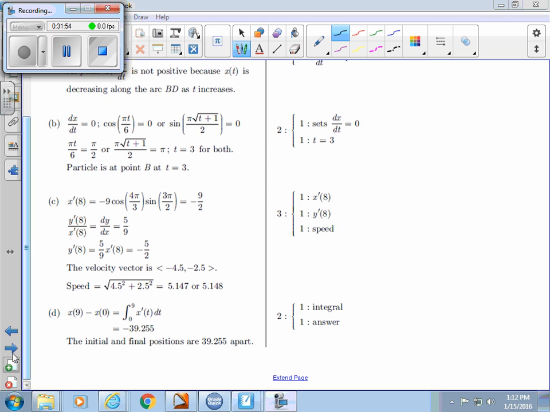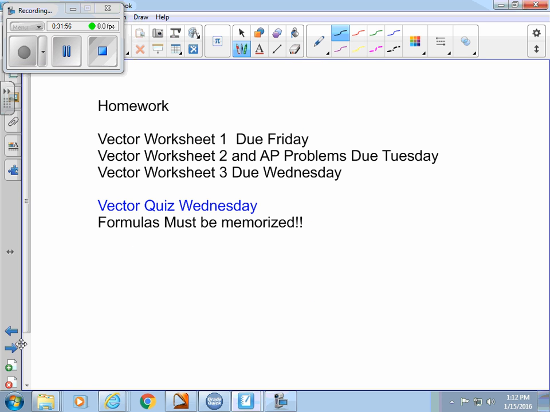Okay, remember the schedule: worksheets 1 and 2 are due Tuesday, worksheet 3 due Wednesday. Tuesday will be a work day, Wednesday will be a quiz day. I will also give you your polar review assignment on Wednesday, so if you wanted to work on that on Wednesday, you could start. Make sure you have the formulas memorized by Wednesday.